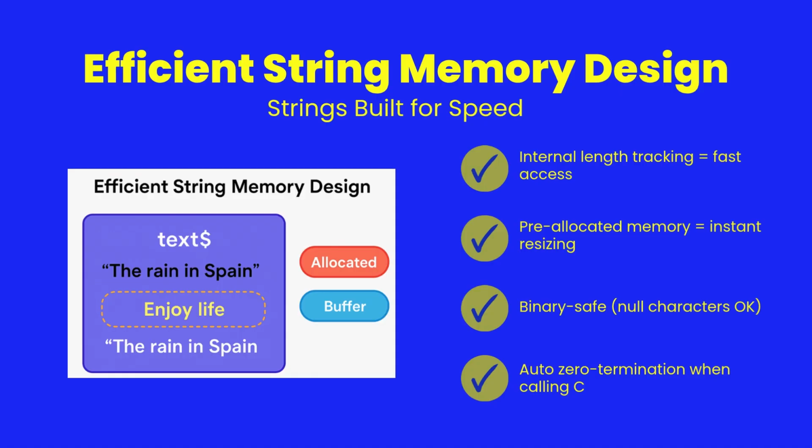SheerPower manages strings by reusing memory buffers, which significantly reduces the overhead of memory allocations and deallocations. For example, if a string holds the words, "the rain in Spain," and later needs to be shortened to, "enjoy life," SheerPower can repurpose the existing buffer to store the shorter string. In most applications, over 99% of string buffers are reused.